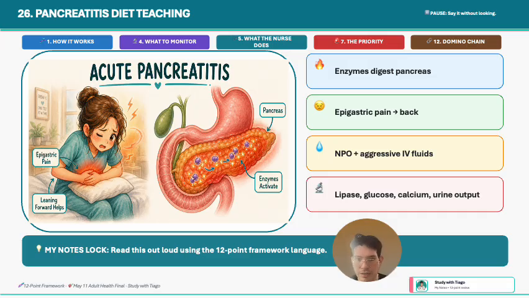So, what am I going to remember? Acute phase, rest the pancreas, recover, okay? The recovery phase, low fat, no alcohol, follow the plan. All right?